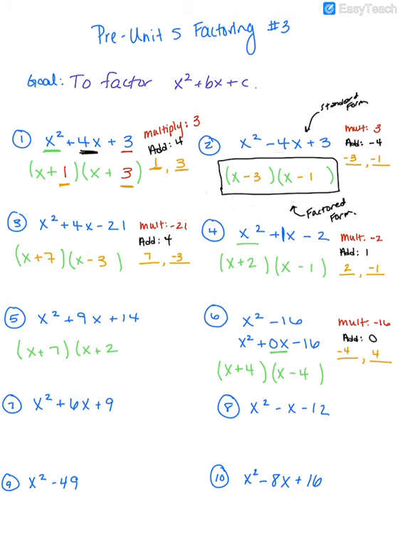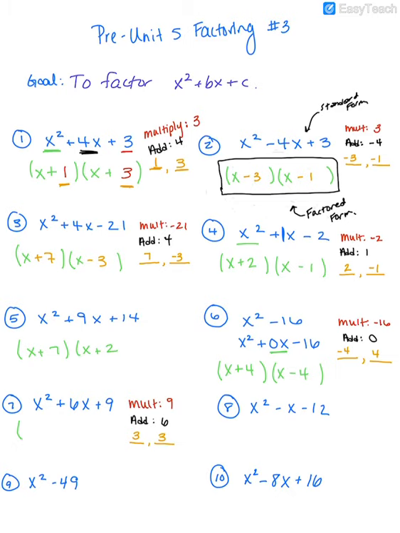Okay. Let's try number 7. Number 7 has to multiply to 9, but when we add it, we're going to get 6. So these two numbers have to multiply to 9, but add to 6. What are the two numbers going to be? 3 and 3. 3 times 3 is 9. But when you add them, you get 6.